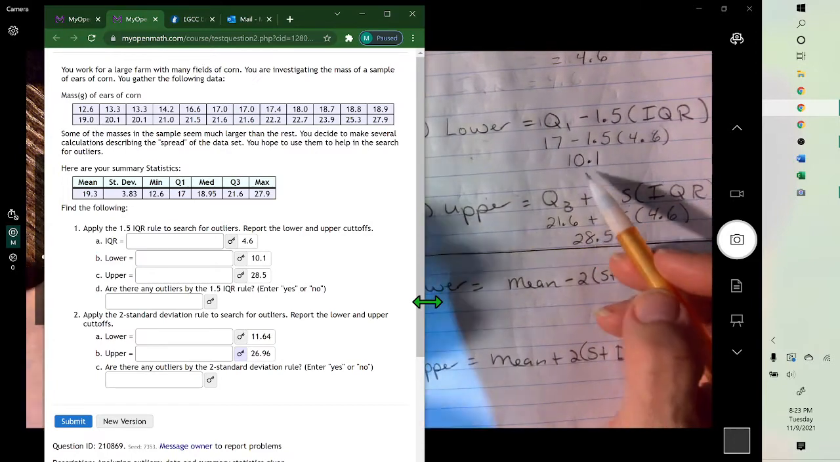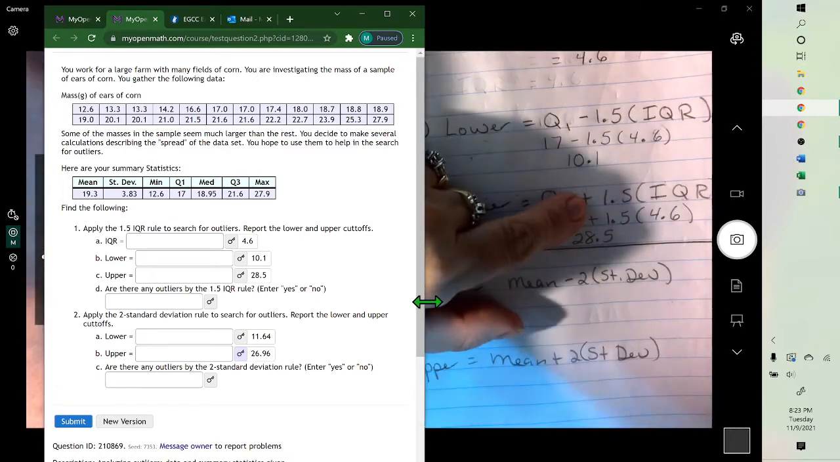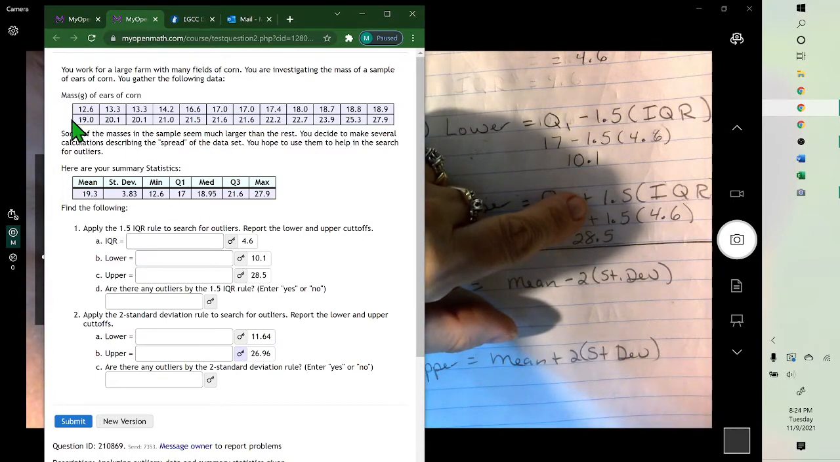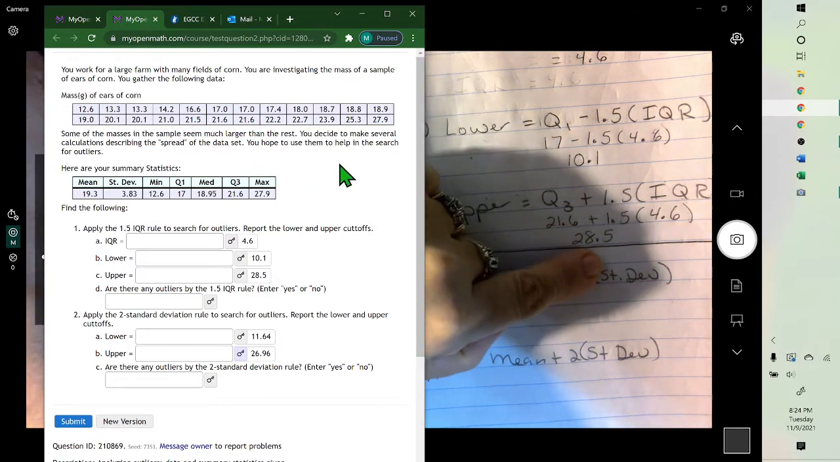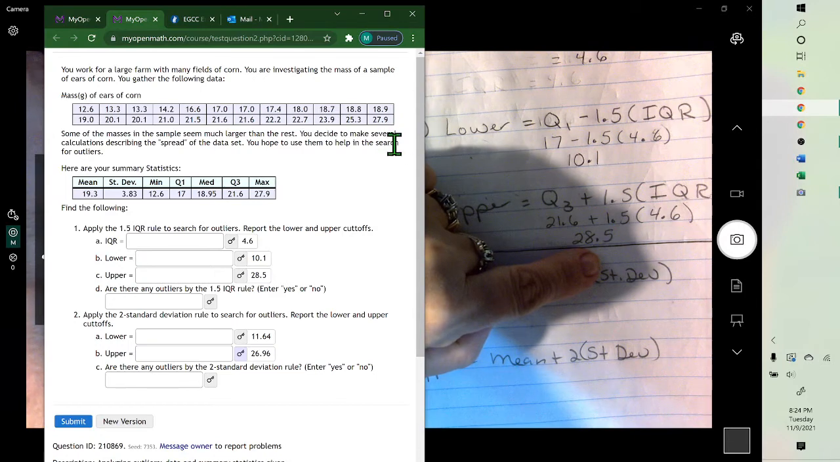So we want below 10.1. Well, our smallest number is 12.6, so that's not an outlier. Then we want to see if there's any numbers above 28.5. There's none above 28.5. So according to the IQR rule, there are no outliers.